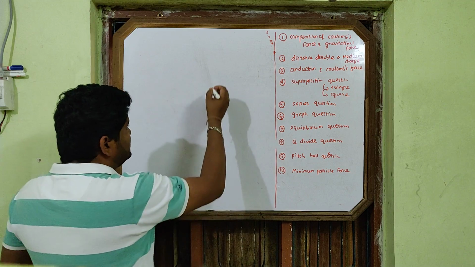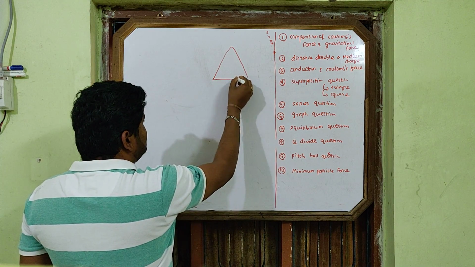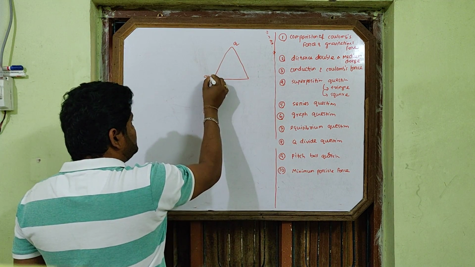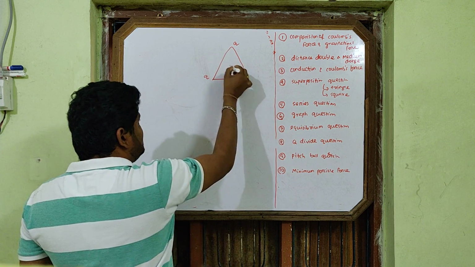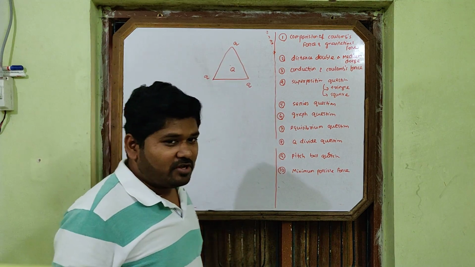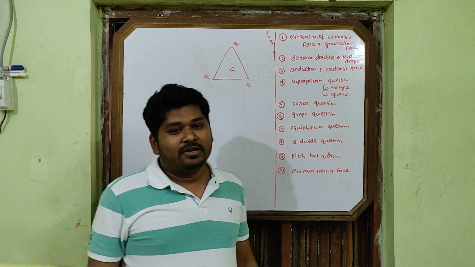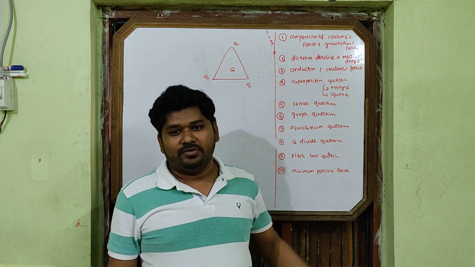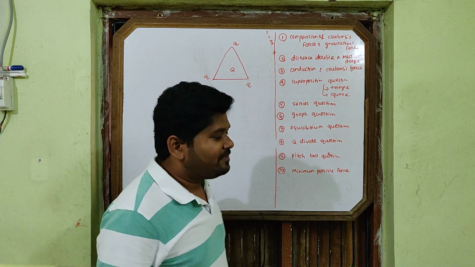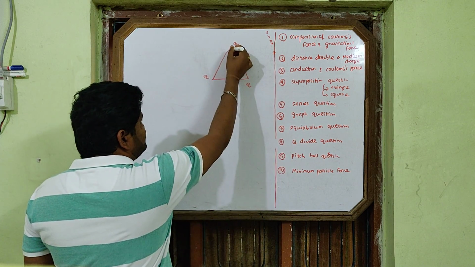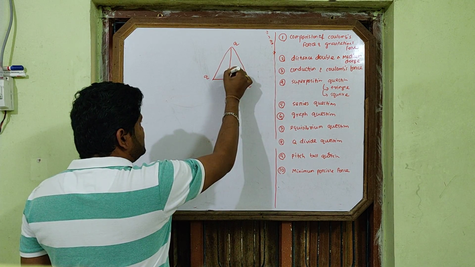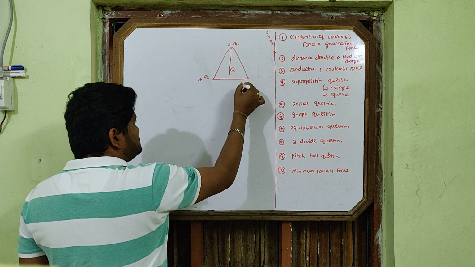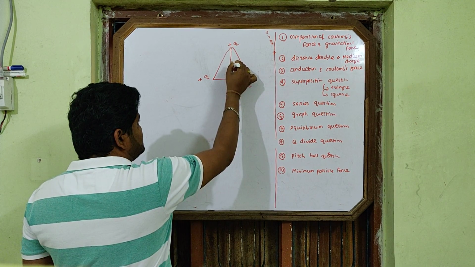Suppose in a triangle, three charges are there, Q, Q, Q. In the middle there is a capital Q charge at the center of an equilateral triangle. The question will come: find the force on capital Q. What we'll do here is find the forces. Here you see, all are positive, this is also positive, this is also positive.